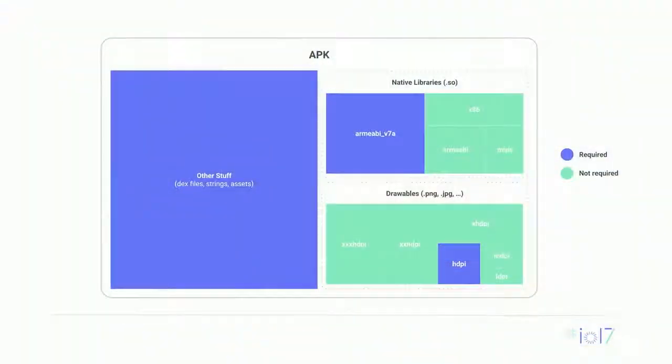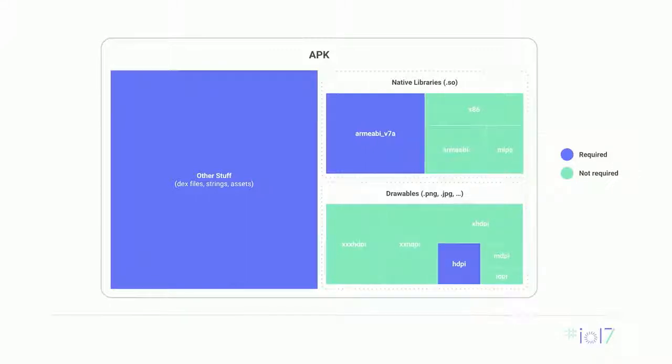But the consequence of this is that for a specific device, a lot of the content of an APK is unnecessary. So if I have a phone with a 32-bit ARM architecture and an HDPI screen, then I only need the contents of the boxes in blue. And the boxes in green are completely unnecessary and unused for that specific phone. But if I had a tablet with an x86 architecture and an XXHDPI screen, then I would need a completely different subset of the boxes.